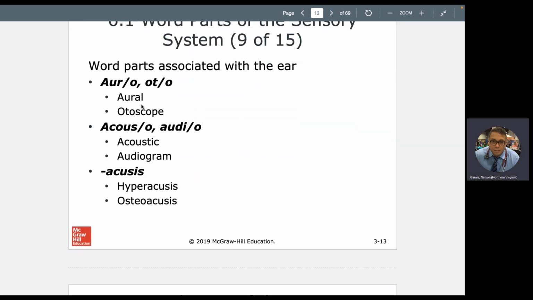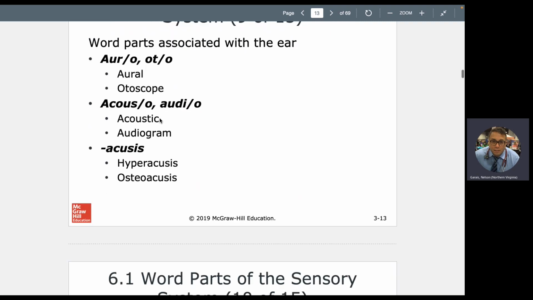Aural, or oral. Be careful, because it sounds like oral, per os, by mouth, but this means by ear, pertaining to the ear. An otoscope is the scope, the actual machine that looks at your ears. Otoscopy is the process. Remember, scope versus scopy.